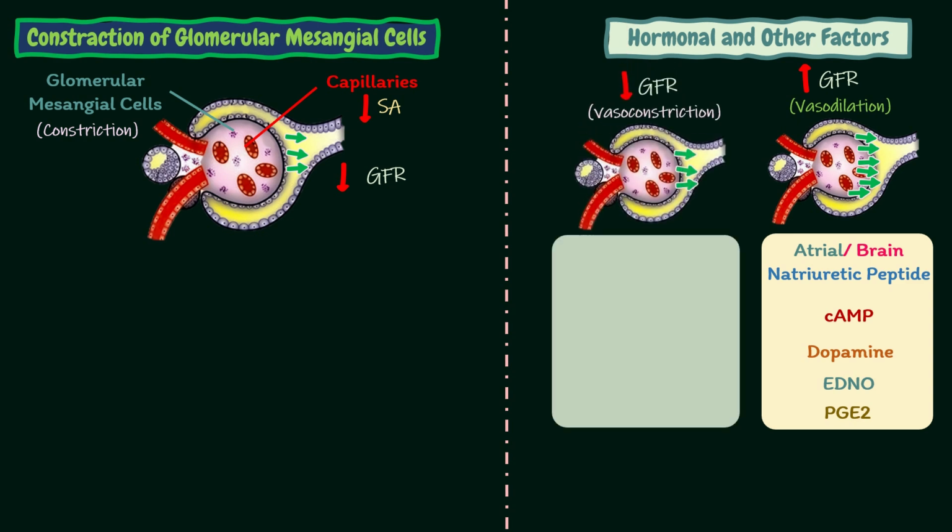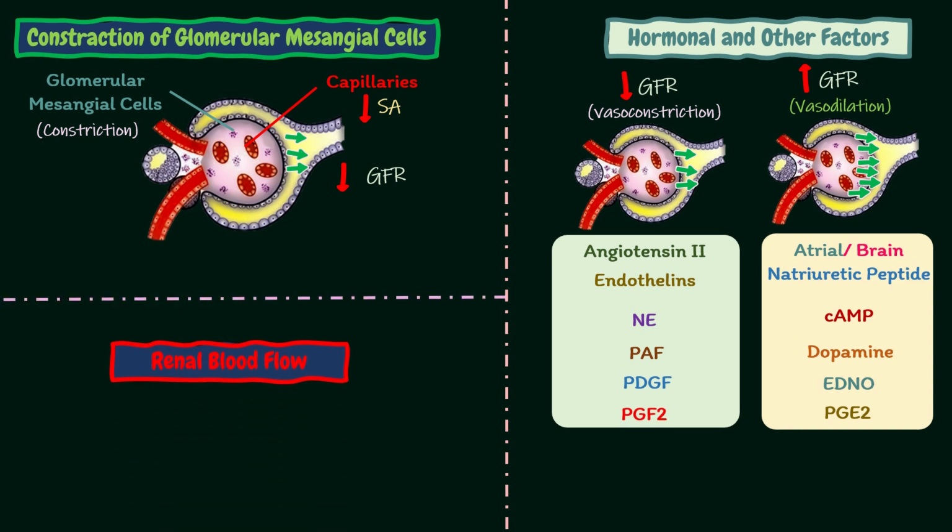Factors decreasing glomerular filtration rate by vasoconstriction are angiotensin II, endorphins, noradrenaline, platelet activating factor, platelet-derived growth factor, and prostaglandin F2. 12th factor is renal blood flow.